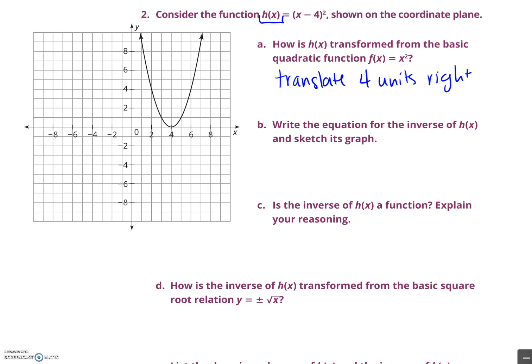So remember that function notation is just y, so it would really be y equals x minus 4 squared. So if I swap places, now I have x equals y minus 4 squared. So those parentheses are really a big deal. Depending on where the parentheses are, depending on where your exponent is, you're going to take different steps to solve.